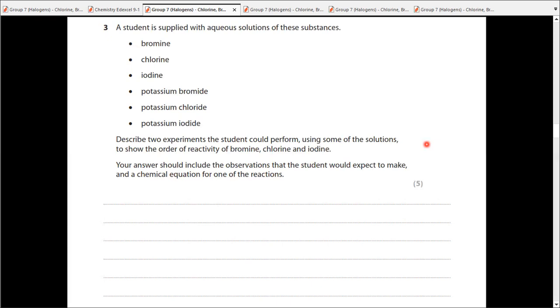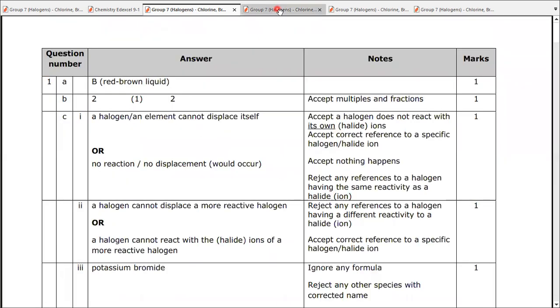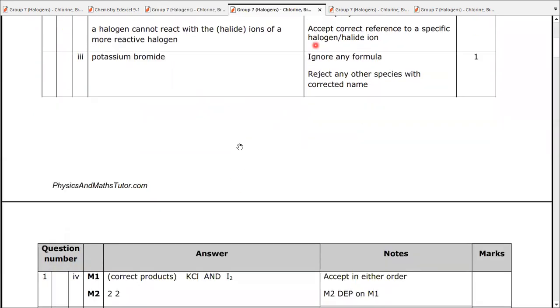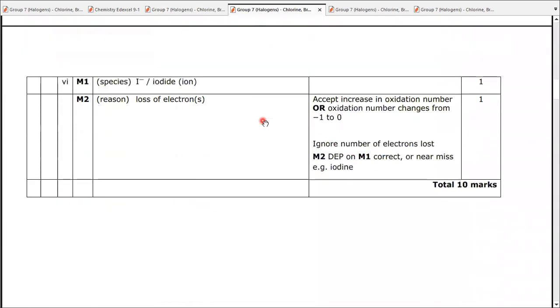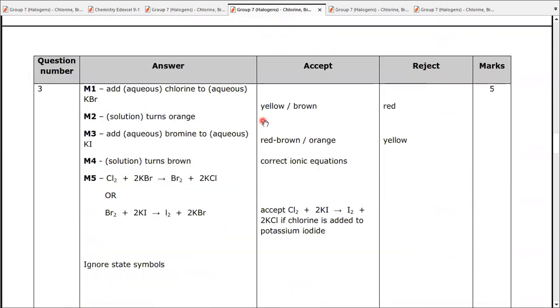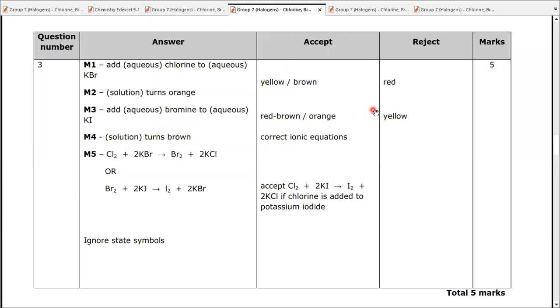And I'm also going to show you the answer just in case, so that you have a better idea what I'm talking about. So, we can go exactly on, since this is question number 3. Take a look. If you mention that you're adding chlorine to potassium bromide and the solution turns orange, you get 2 marks. If you're telling them bromine was added to potassium iodide, the solution turns brown or orange, it means the same thing.